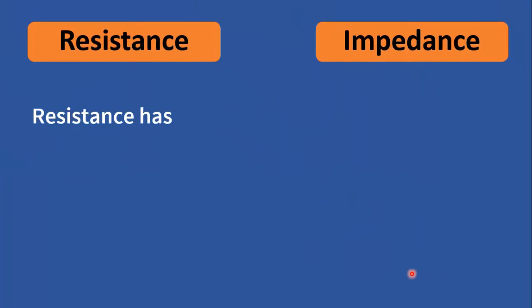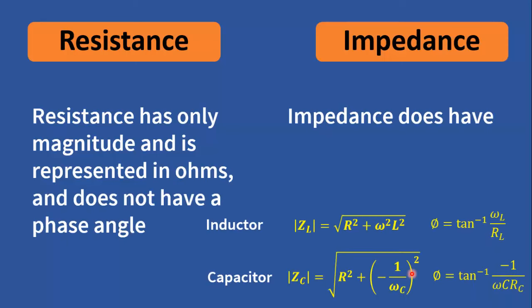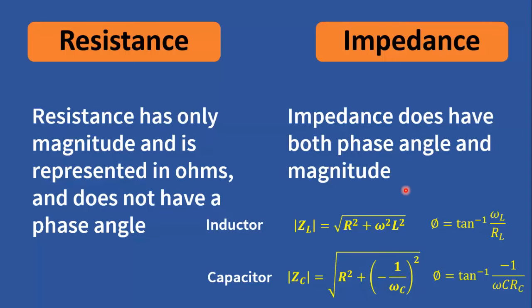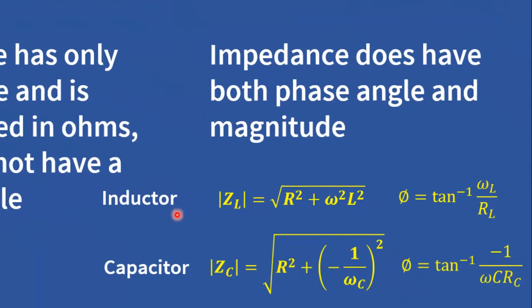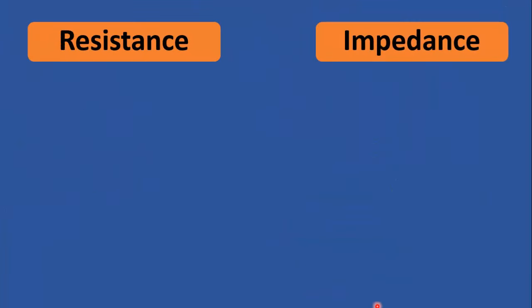Resistance has only magnitude and is represented in ohms, and does not have a phase angle, whereas impedance does have both phase angle and magnitude. Here you can see the formula for calculating magnitude and phase angle of impedance in both RL and RC circuits.